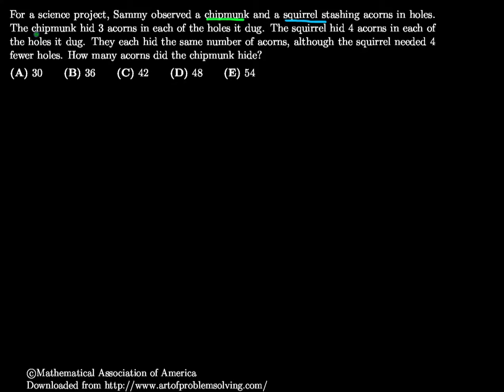The chipmunk hid 3 acorns in each hole. The squirrel hid 4 acorns in each hole. They hid the same number of acorns, so that's going to be one of our equations. And although the squirrel needed 4 fewer holes, how many acorns did the chipmunk hide?